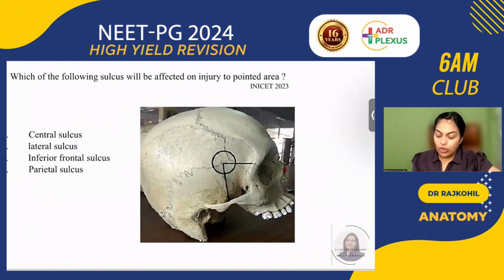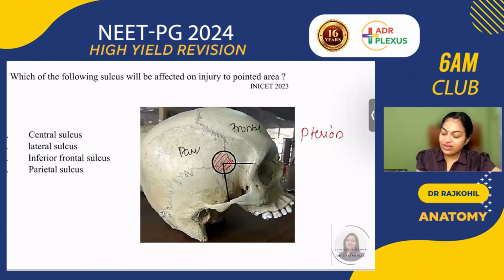Which of the following sulcus will be affected on injury to the pointed area? What is the pointed area? The pointed area is the one they've been asking again and again. It is the region of pterion. Excellent. What are the bones contributing to the pterion? You see the frontal bone, the parietal, the squamous part of the temporal and the greater wing of sphenoid.